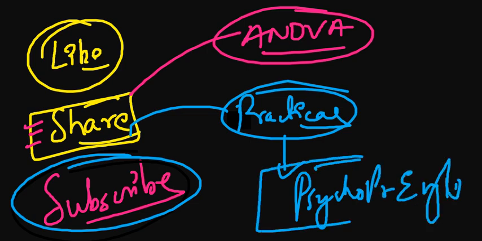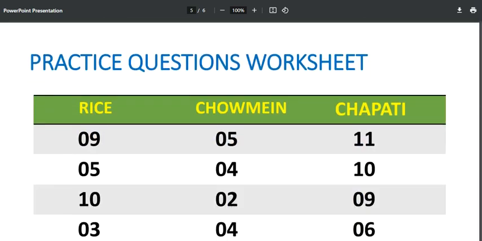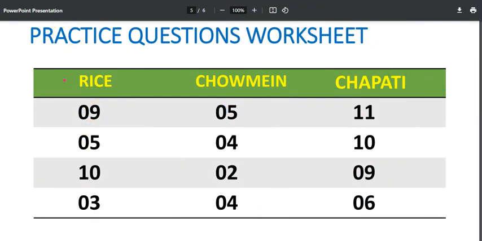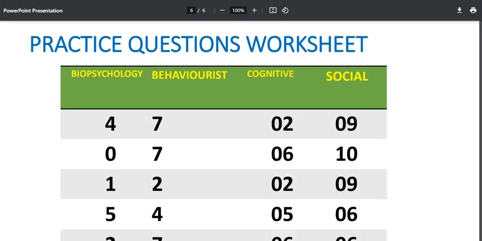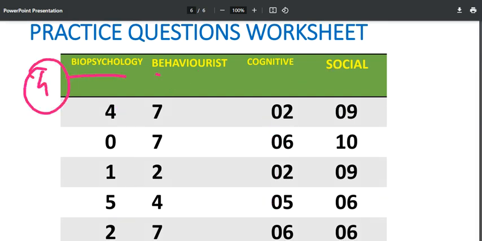You can join the Telegram group from there, and you will get the PDF over there. By evening or by tomorrow early morning, the PDF will be there, so you can practice these 2 questions from there, and you can make your own ANOVA table. So here we are having 3 groups: rice, chow mein and chapati. No matter what they're asking, you have been given the numbers, you can make the complete ANOVA table if you have learned. And this is a practice question worksheet where you are having 4 groups, so be careful. Biopsychology, behaviorist, cognitive, social, the numbers are given, the number of participants, calculate and start doing the table.